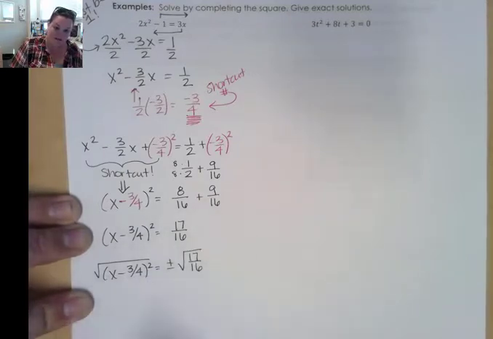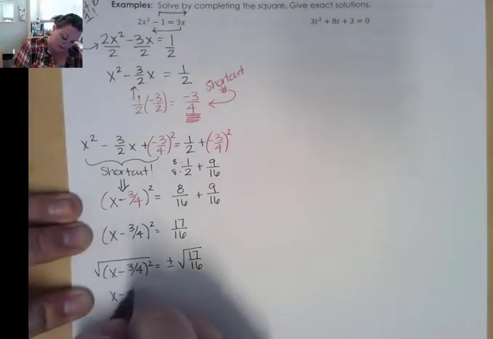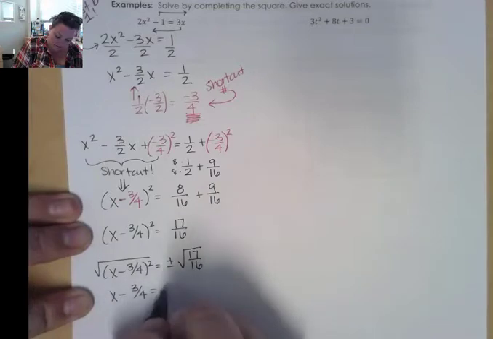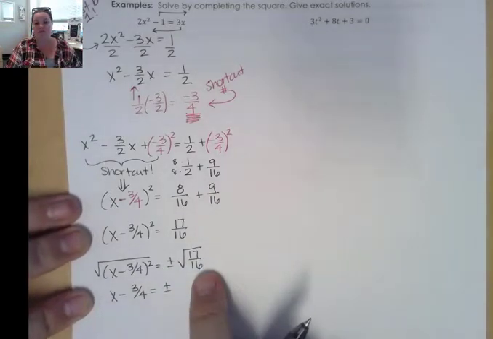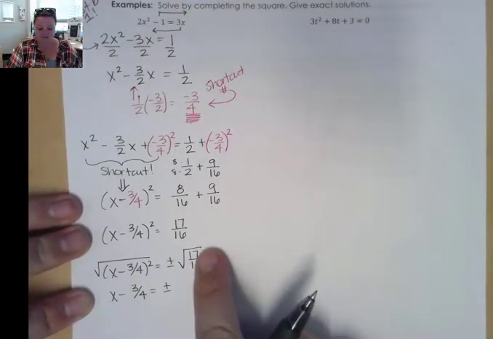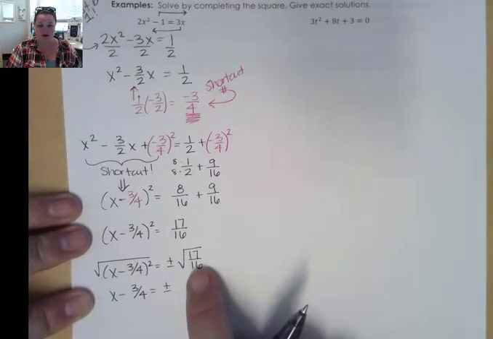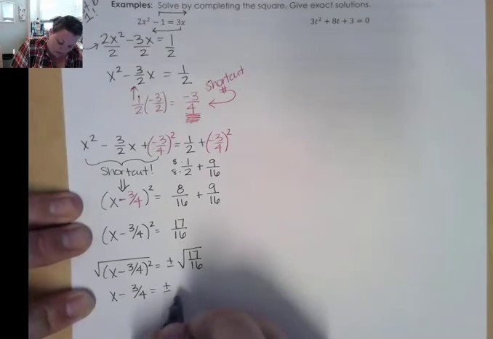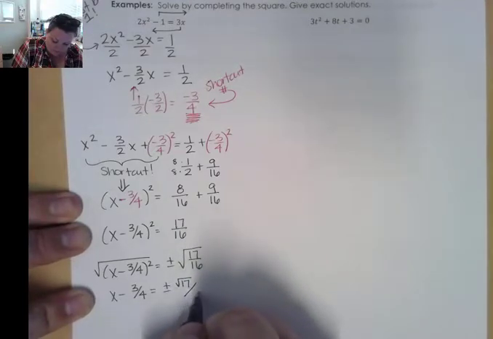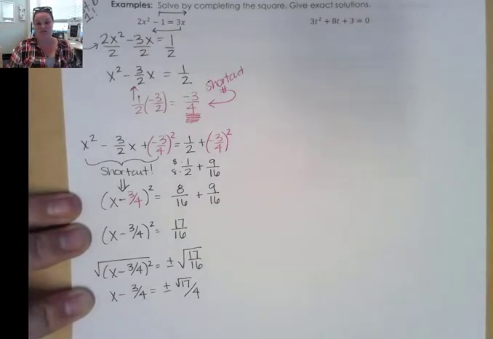So my square and my square root cancel. So I have x minus 3/4 is equal to plus or minus. Now here, square root of 17 does not simplify, right? That's a prime number that's not a perfect square. 16 does simplify though. So I am going to simplify the bottom. So I'll just leave the 17 under the square root, but then the 16 I'm going to simplify to 4.